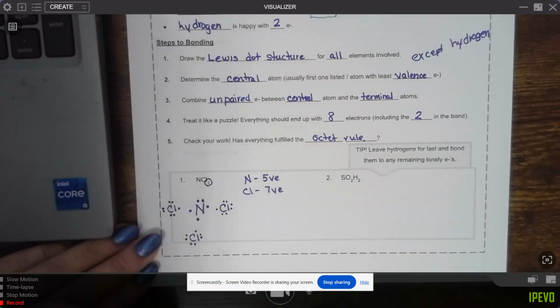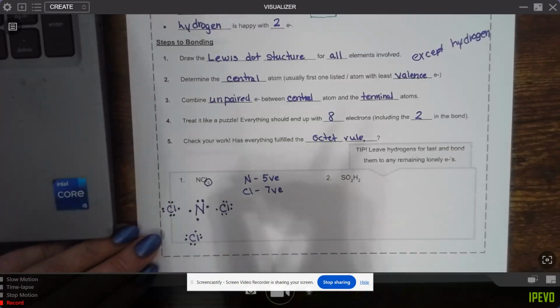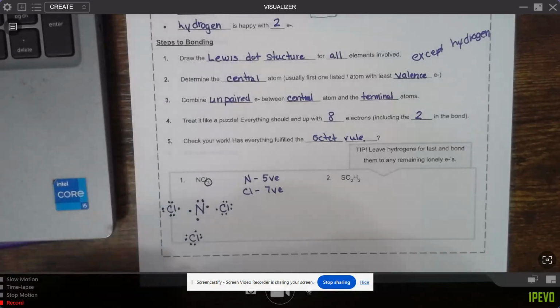Now we're going to combine the solo electrons. By solo, we mean the ones that are just one on each side.